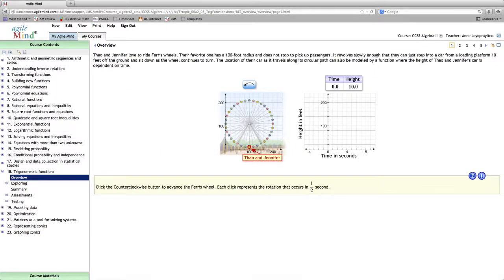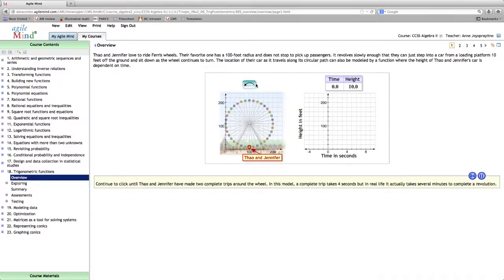Students move back to functional models with a study of sinusoidal models. Again, the connections to transformations of functions are made in this topic and extended as students add a new idea around periodicity.